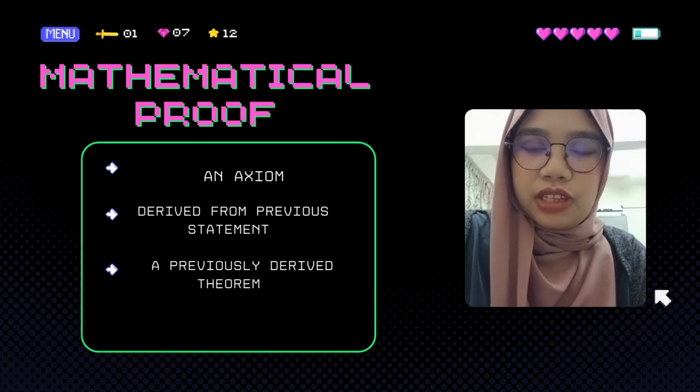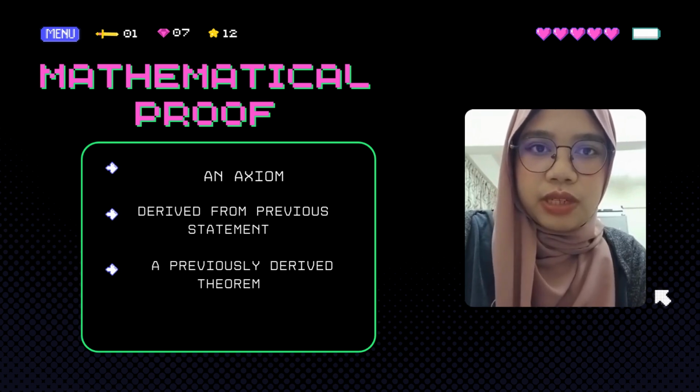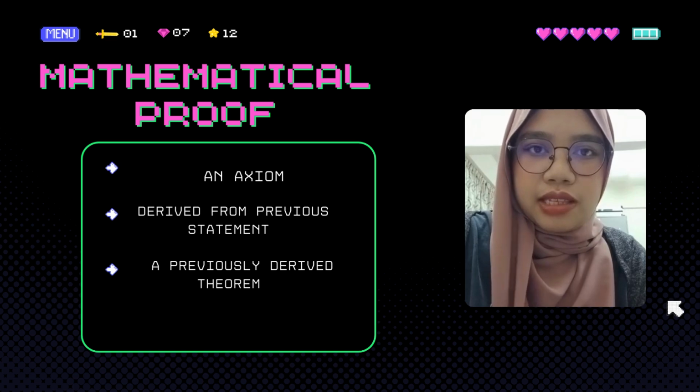Hello everyone. Today we are going to talk about mathematical terminology and mathematical proof, which is a list of statements in which every statement is one of the following: first an axiom, then a previously derived statement, and after that a previously derived theorem.